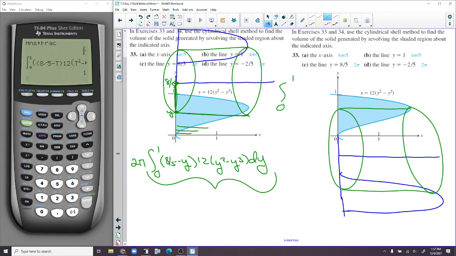Integral from 0 to 1, because we're still picking our edges in that area there. 0 to 1, 2 pi. Here's the middle of the cylinders right there. That's what we're rotating around. There's the middle, and here's the arbitrary y that we've picked. So this is the y value. This is the negative 2/5 down here. So the radius is y plus 2/5, or y minus negative 2/5. And then the height is, again, just the function value. So 12 y squared minus y to the third dy.